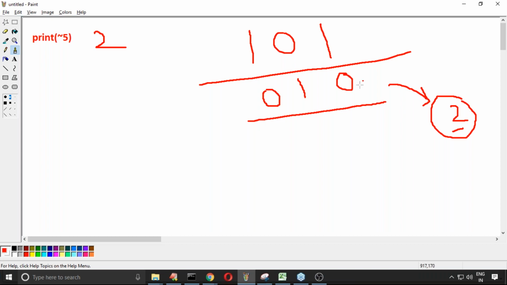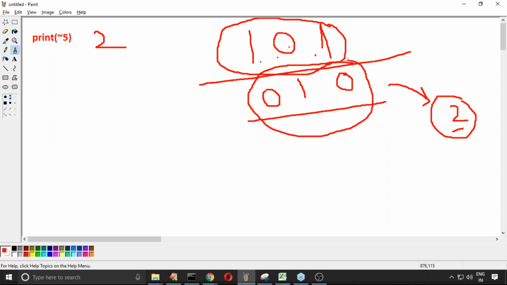Sir, why we expected 2? We expected 2 because of complement. 5 means 101. Observe that. Complement means 1 will become reverse. If it is 1, consider it as 0. If it is 0, consider it as 1. So 1 becomes 0, 0 becomes 1, 1 becomes 0: 0 1 0. It is the binary number.